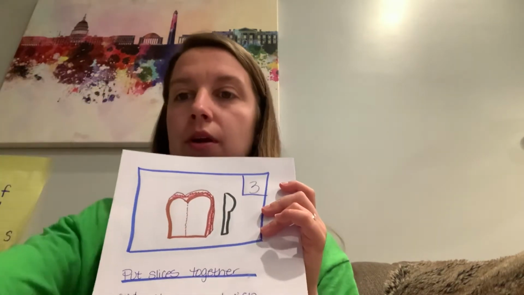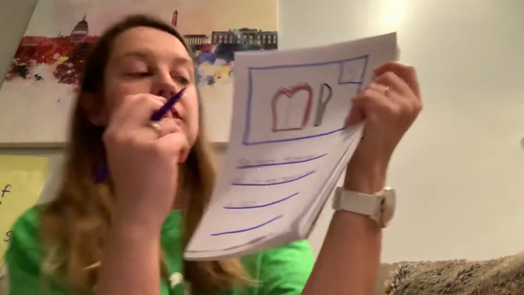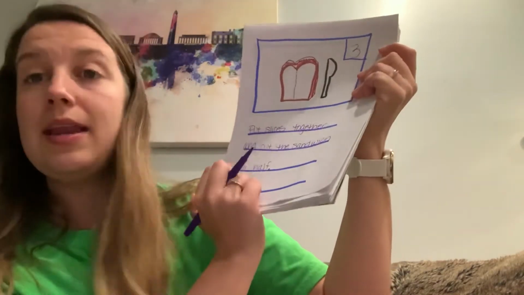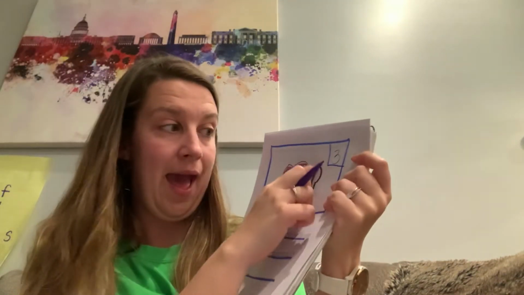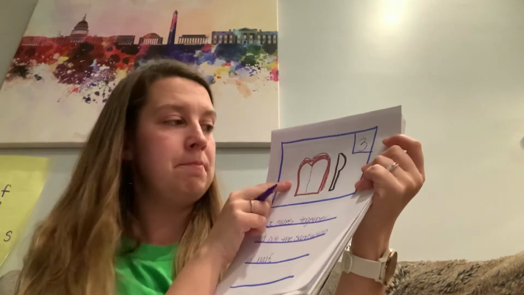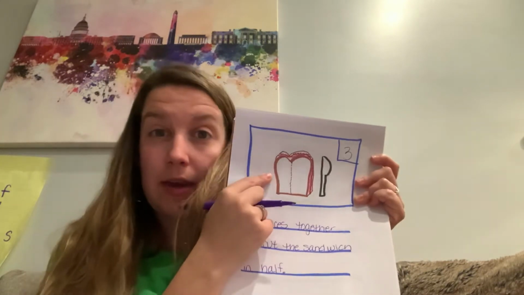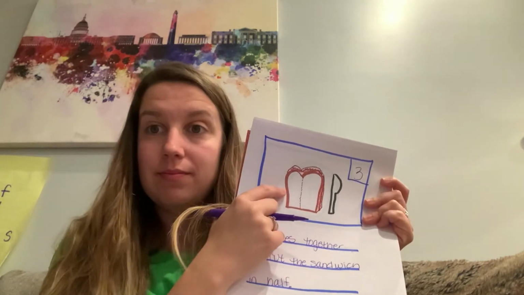Great work, kindergartners. Now let's look at this. Now this step says, put slices together and cut the sandwich in half. So we have our sandwich here. We have our knife. How can we make this label even more detailed? It is a sandwich, but what kind of sandwich is it? A peanut butter and jelly sandwich. So I'm going to label peanut butter and jelly sandwich.